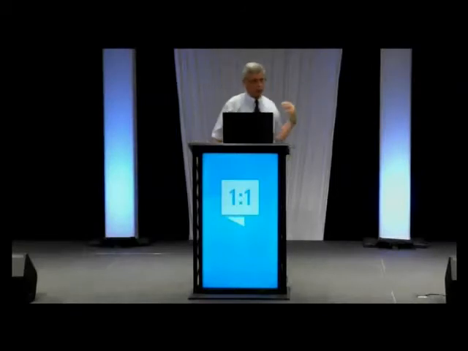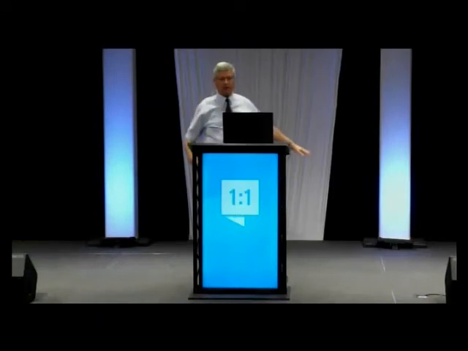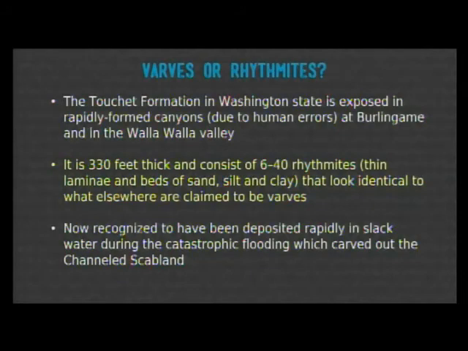And in the backwaters, where the things swirled around and sediments were deposited, in that one extreme depositional event, we built up these rhythmites. They're called the Touchet Formation, and here they're exposed in Burlingame Canyon. And there was another one as well, exposed also in the Walla Walla Valley. Both of these canyons were produced rapidly too, by the way, as a result of human errors.